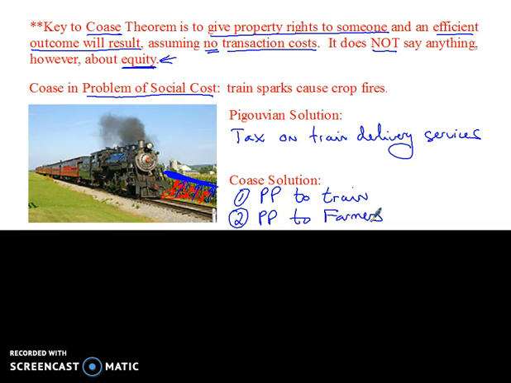Okay, if we gave the private property rights to the farmers, then the train is not allowed to shoot sparks. They'd have to slow down when they go past the farm, because any sparks that start a fire, the train company would be held accountable for that. And so if the delivery that the train is providing is more valuable than these crops, then the train could pay the farmer to move the crops back and let the train go faster.